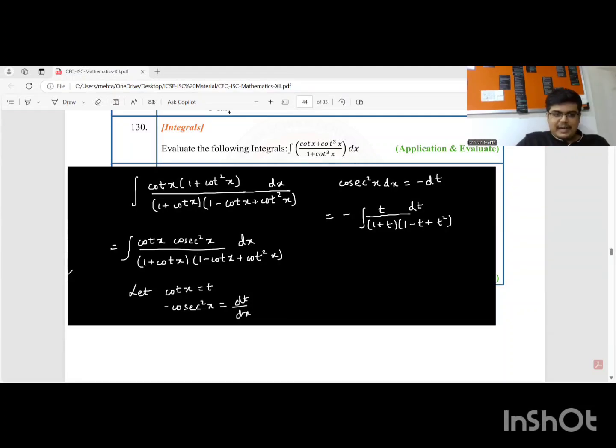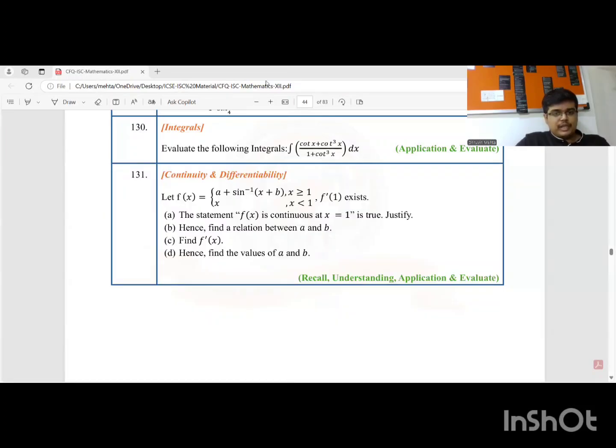With that, students, we complete integration. You'll have to practice all types of integration and only then you can master these difficult questions as well.